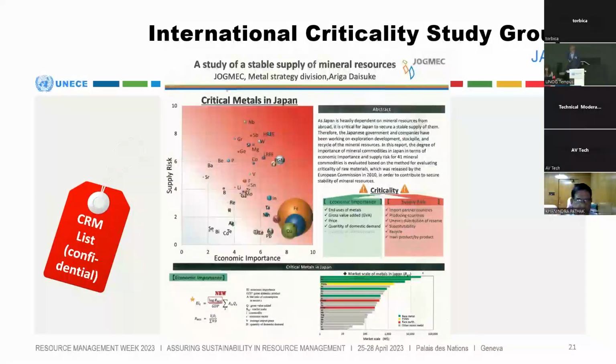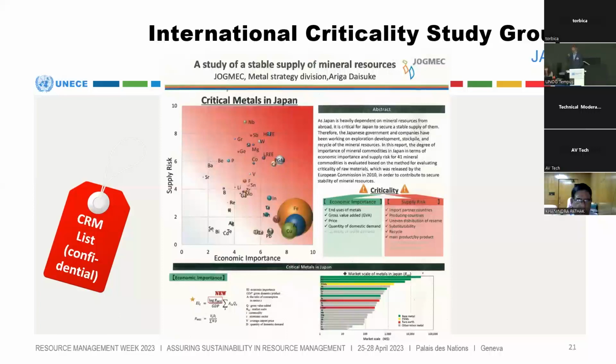Japan, we know from the many meetings we had in the trilateral US, Japan, EU, that is very active on criticality assessments. And this is one of the, let's say, public publications, public information that is disclosed, because actually the criticality assessments by the Japanese government are not disclosed. So we know they are using the European Commission methodology for their calculations, but we do not know the outcomes, and we do not know the list of critical raw materials for Japan.